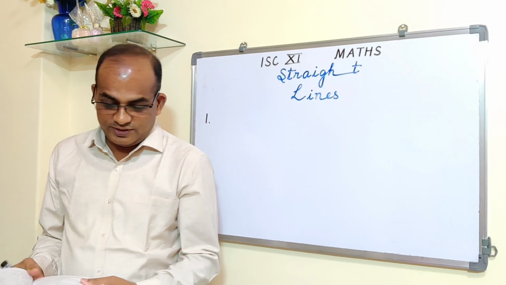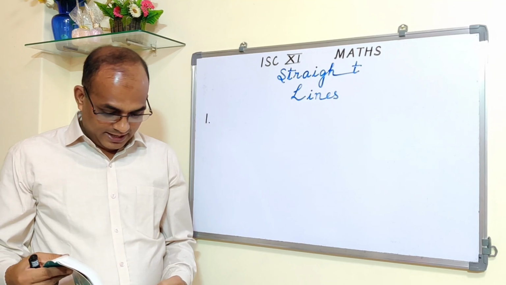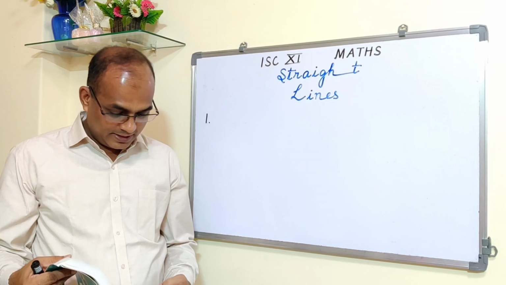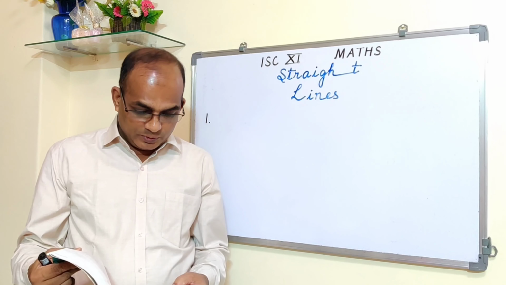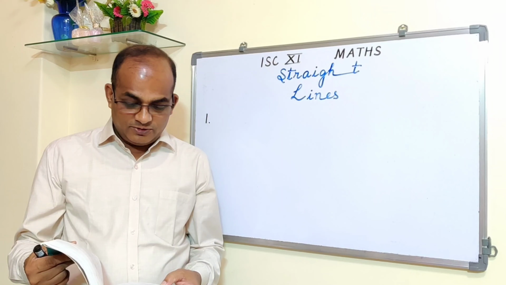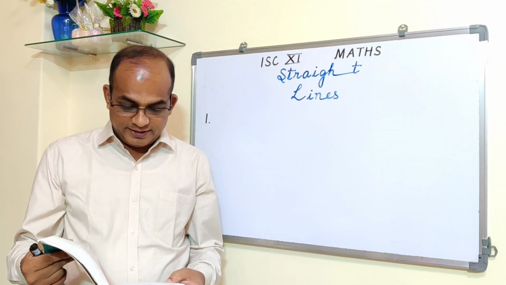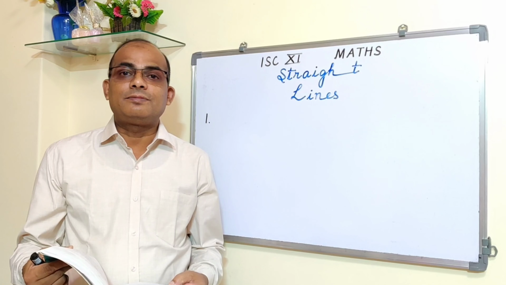The first question today I am taking is: find the slope of the line which makes an angle of 45 degree with a line of slope minus 6 upon 5.